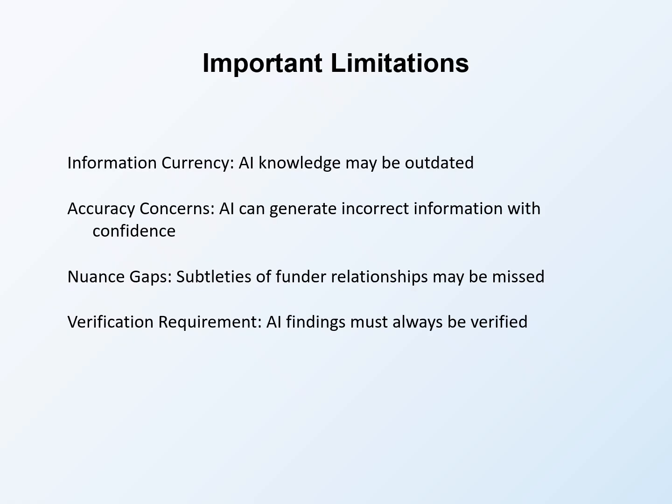Nuance gaps mean AI may miss subtleties that experienced researchers would catch. The difference between a foundation that technically funds your issue area and one that would genuinely be interested in your specific approach requires judgment that AI may not provide. Verification requirement follows from these limitations. Every piece of information you obtain from AI must be verified through primary sources before relying on it. Use AI to accelerate research, but do not skip verification steps.